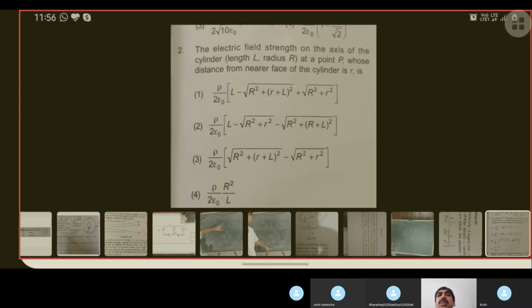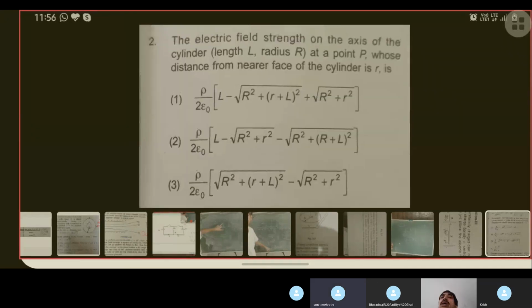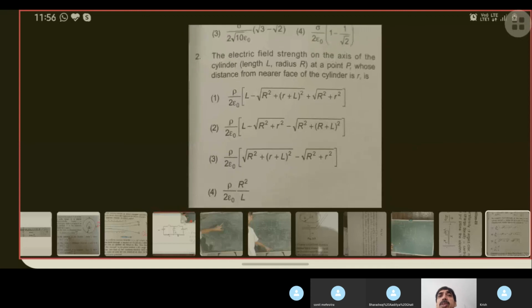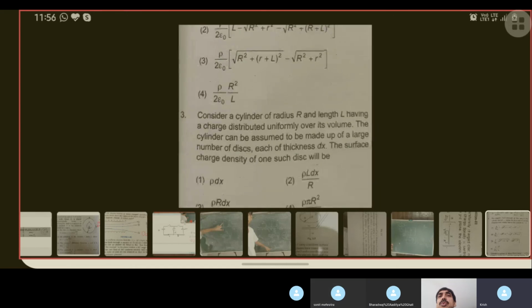So this is a different question. We can try this question in isolation, Krish. The electric field strength on the axis of a cylinder, length L, radius R, at a point P whose distance from the nearer face of the cylinder is smaller. They didn't mention what cylinder it is anyway. And the third question is all the more different, sir. Consider a cylinder of radius R, length L, having a charge distributed uniformly over its volume.